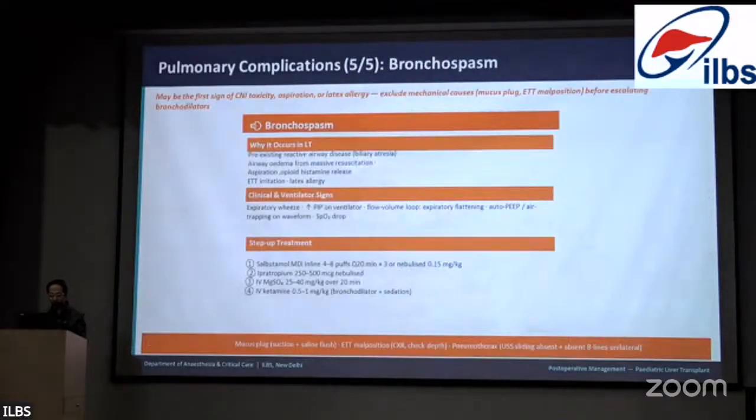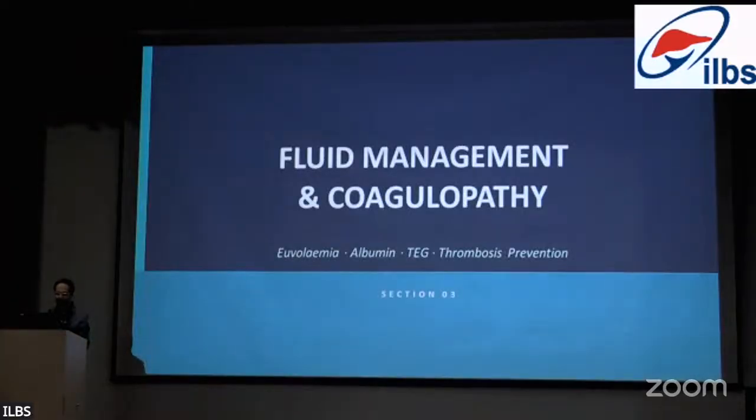Bronchospasm is also a common complication. It occurs due to pre-existing reactive airway disease, which is common in biliary atresia, pre-op infections, airway edema, and latex allergy. This cannot be diagnosed on X-ray, and clinical and ventilatory signs like wheeze and increased pressures point to bronchospasm. Treatment includes salbutamol, ipratropium, magnesium, and if it is not responding, we can use IV magnesium and IV ketamine.